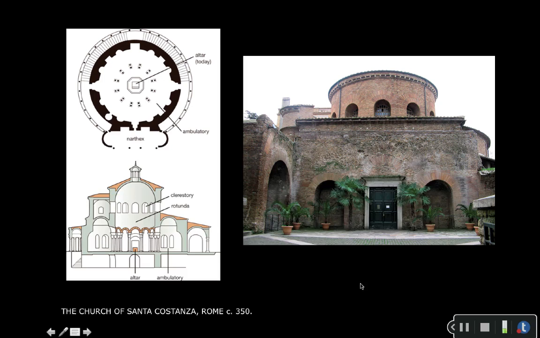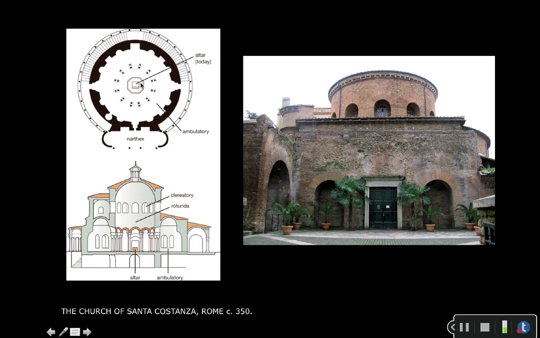So that's radial balance. We also see this with architecture. So here we have a centralized altar. This is at the Church of Santa Costanza in Rome, and it's actually not a church, even though it's called the Church of Santa Costanza, because it is actually a tomb for Constantine, the emperor's daughter. So she would have been entombed right here below this central space. But either way, you can see the radial balance.